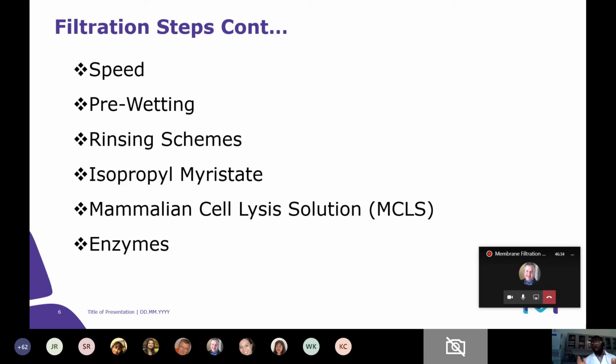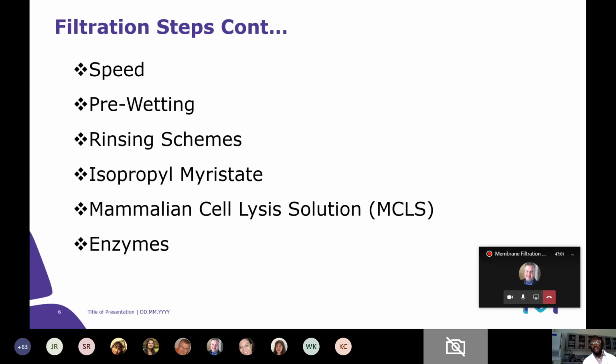If you have cell-based products, you may have to use cell lysis. One common one that we use here is the mammalian cell lysis solution, MCLS in short, which also helps. You will see that if you can't filter cells, you will be able to filter them with this help and apiarase enzymes that help it.